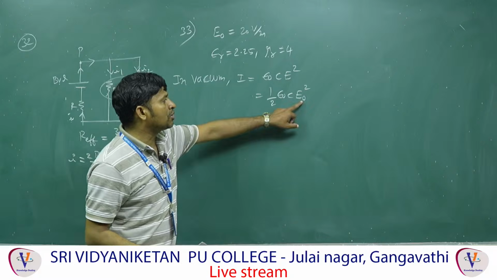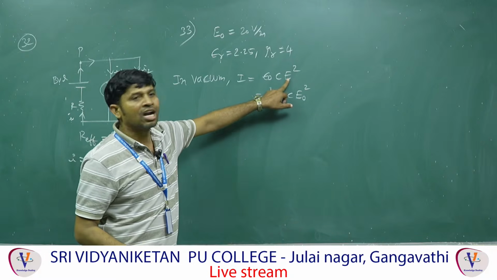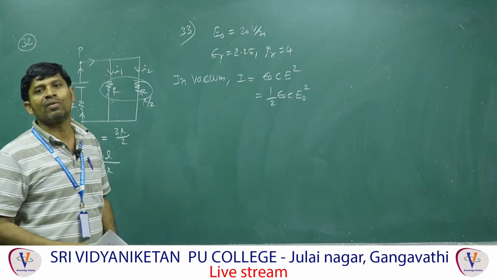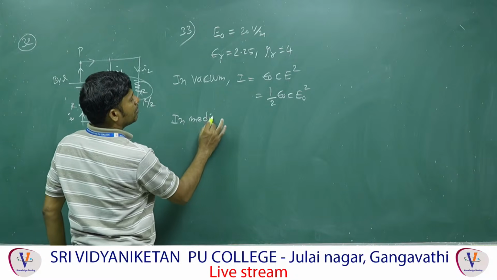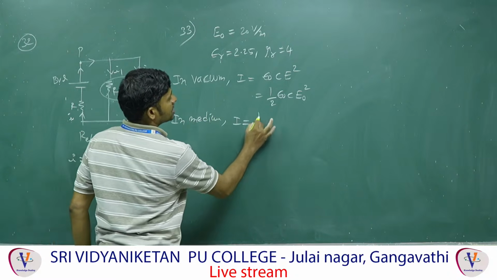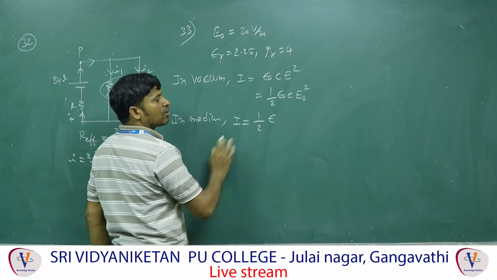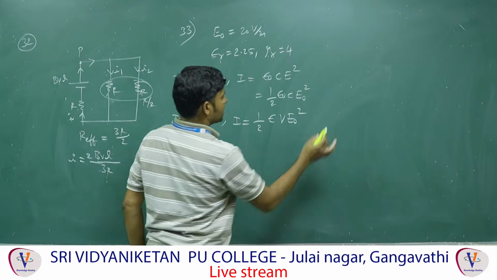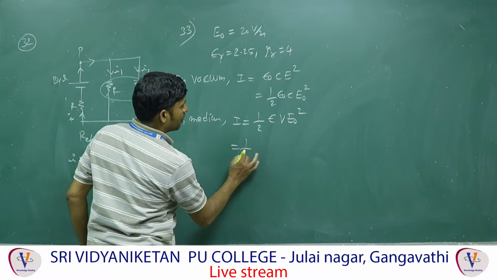This is in terms of amplitude. E and E RMS electric field. E RMS is equal to E naught by root 2 whole square, that's why E naught square by 2. This is in case of vacuum. But this value is given in a medium. In a medium, I is equal to 1 by 2 epsilon c v E naught square, with epsilon in place of epsilon naught and v in place of c. That value 1 by 2.